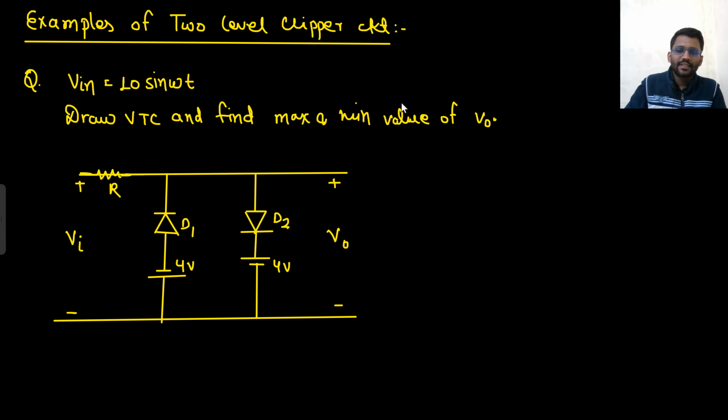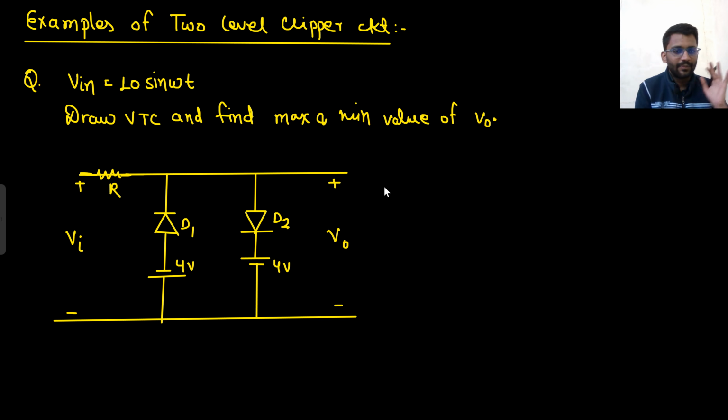You have to draw the voltage transfer characteristic and find the maximum and minimum value of V naught. So for now try doing it on your own. This is the resistance R, V in, R is there, then the diode, this is the circuit. For now try doing it on your own.